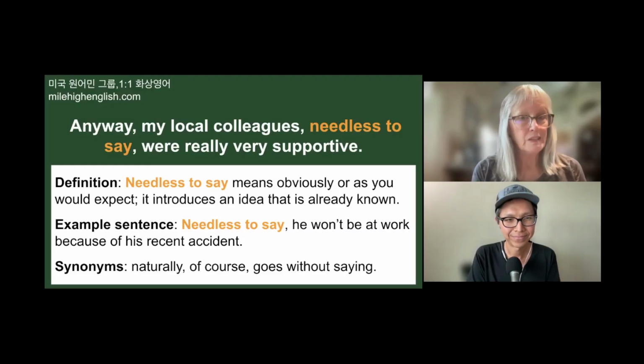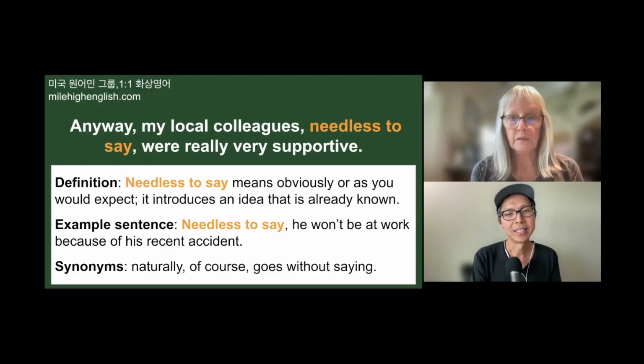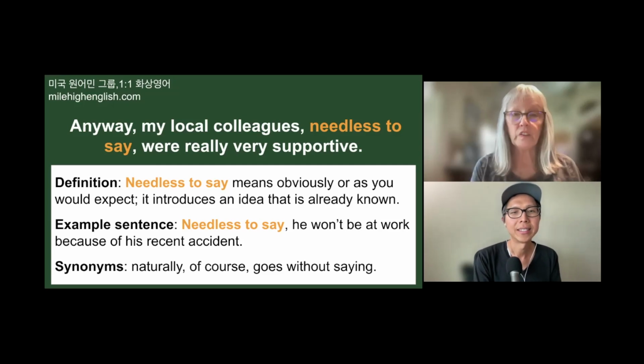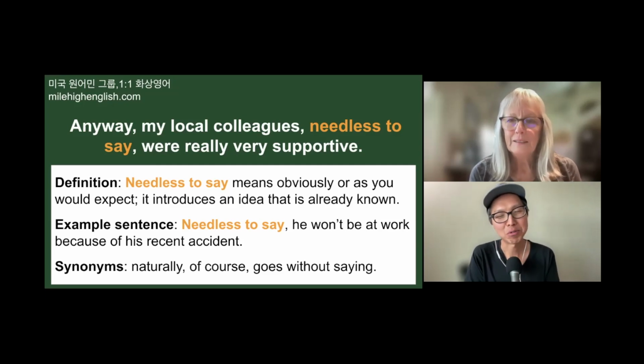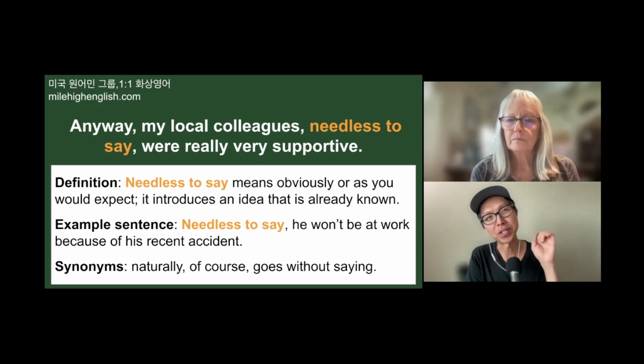Would you like to try to use needless to say in a sentence of your own? All you've got to do is think of something you don't need to say, and there you go. Needless to say, no. Okay, let me try this. Needless to say, it'll open more doors if you are fluent in English.